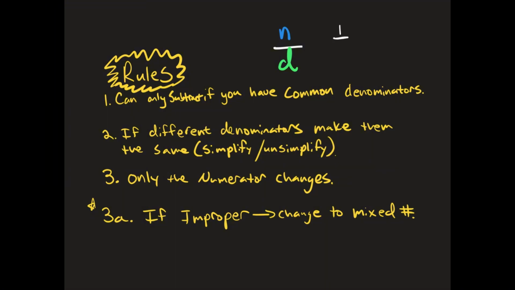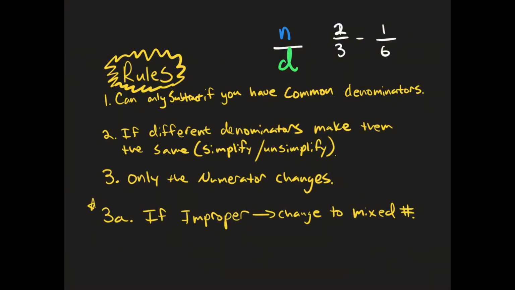So if I have, just for example, 2/3 minus 1/6, this we cannot subtract because these denominators are not the same, so we have to make them common. If they are different, make them the same. We have to either simplify or unsimplify. From there, only the numerator changes.